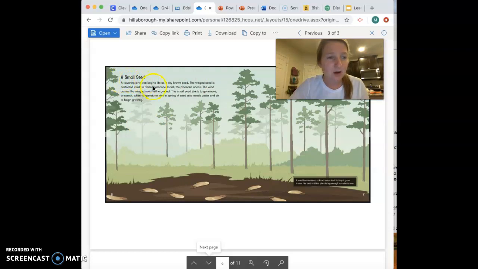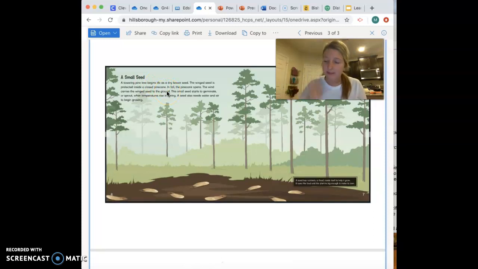So the heading is called A Small Seed. It says, a towering pine tree begins life as a tiny brown seed. Now I already see a signal word, begins, so I know that my first step is a tiny brown seed. I'm going to continue to read to see if there's anything else the author is telling me that I might include in that first step. It says, the winged seed is protected inside a closed pine cone. In fall, the pine cone opens. The wind carries the winged seed to the ground. So I'm going to stop right there. This whole first paragraph is discussing the life cycle, starting with this brown seed.